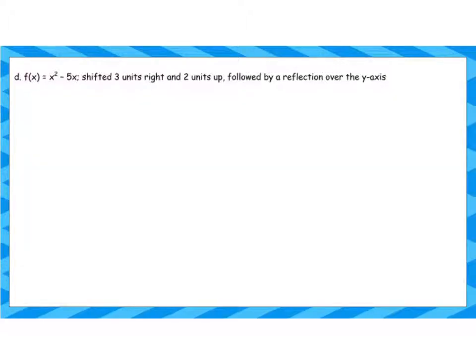All right, on this last one, this one's a little bit different because it's not in that vertex form where the transformations are easy to see. So what I need to consider is what these transformations look like in function notation. So if this is shifted 3 units right and 2 units up, when we learned about function notation at the very beginning of the year, that means it's going to be f of x minus 3 plus 2. So I need to apply that transformation to my equation. So f of x minus 3 means I replace x with x minus 3.